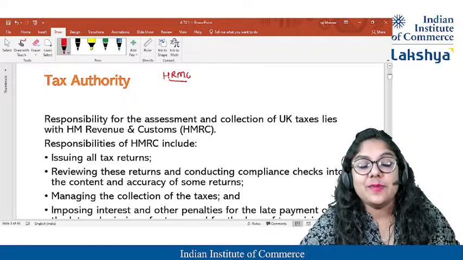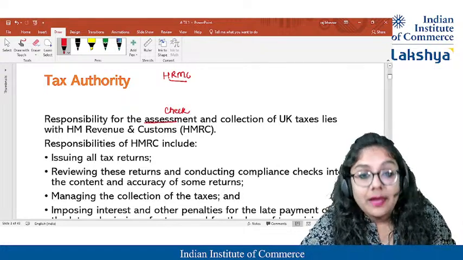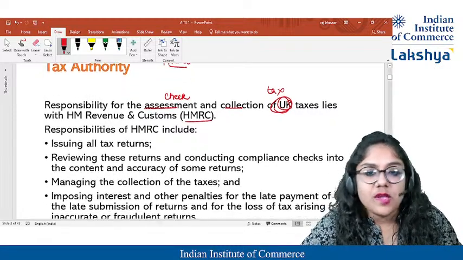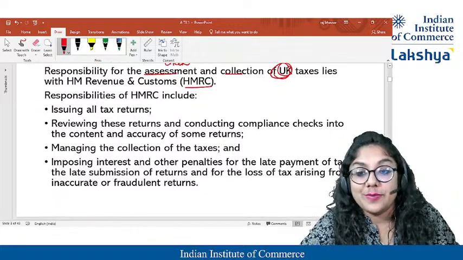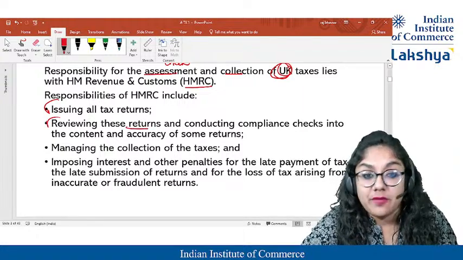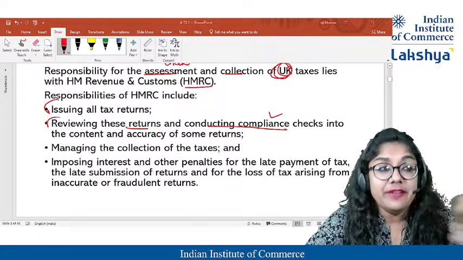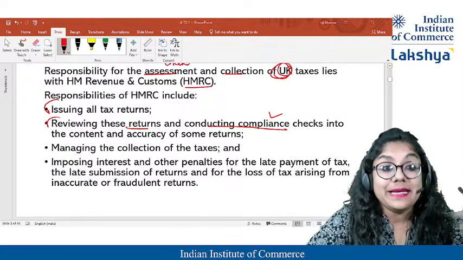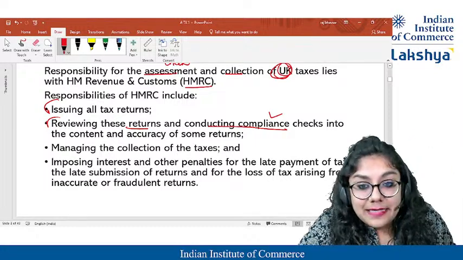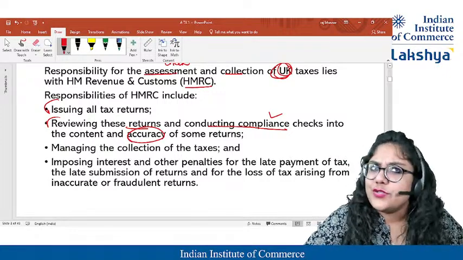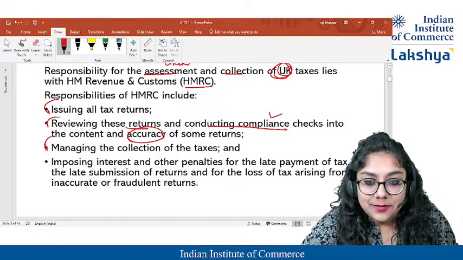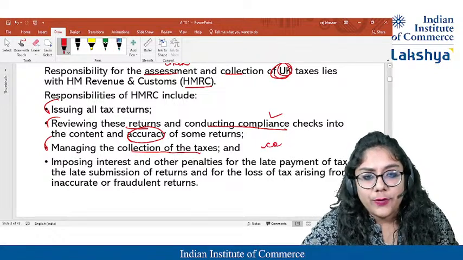So over here, the responsibility for assessment, meaning to check and to collect the taxes, lies in the UK with HMRC. So they are not free. They do have their own responsibilities. Like first, they'll issue all the income tax returns. They'll check whether I have filed the returns and I have made the compliances also. Like an individual has complied with all the requirements as per the laws and regulations. Whatever taxes I have paid, is it correct? Is it accurate also? That is also something they have to keep an eye on. Then they also have to manage the collection of the data and the taxes. So they are going to collect the taxes also.